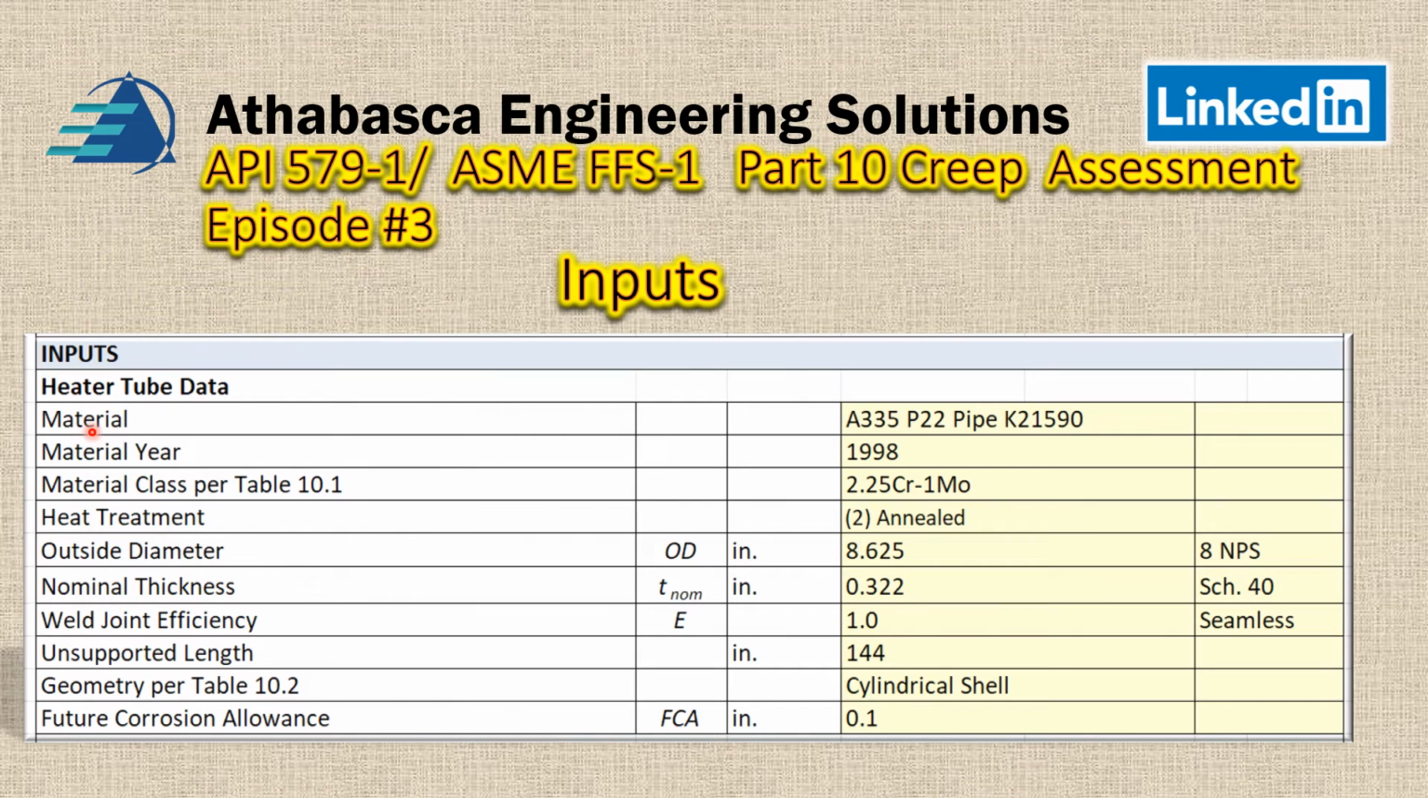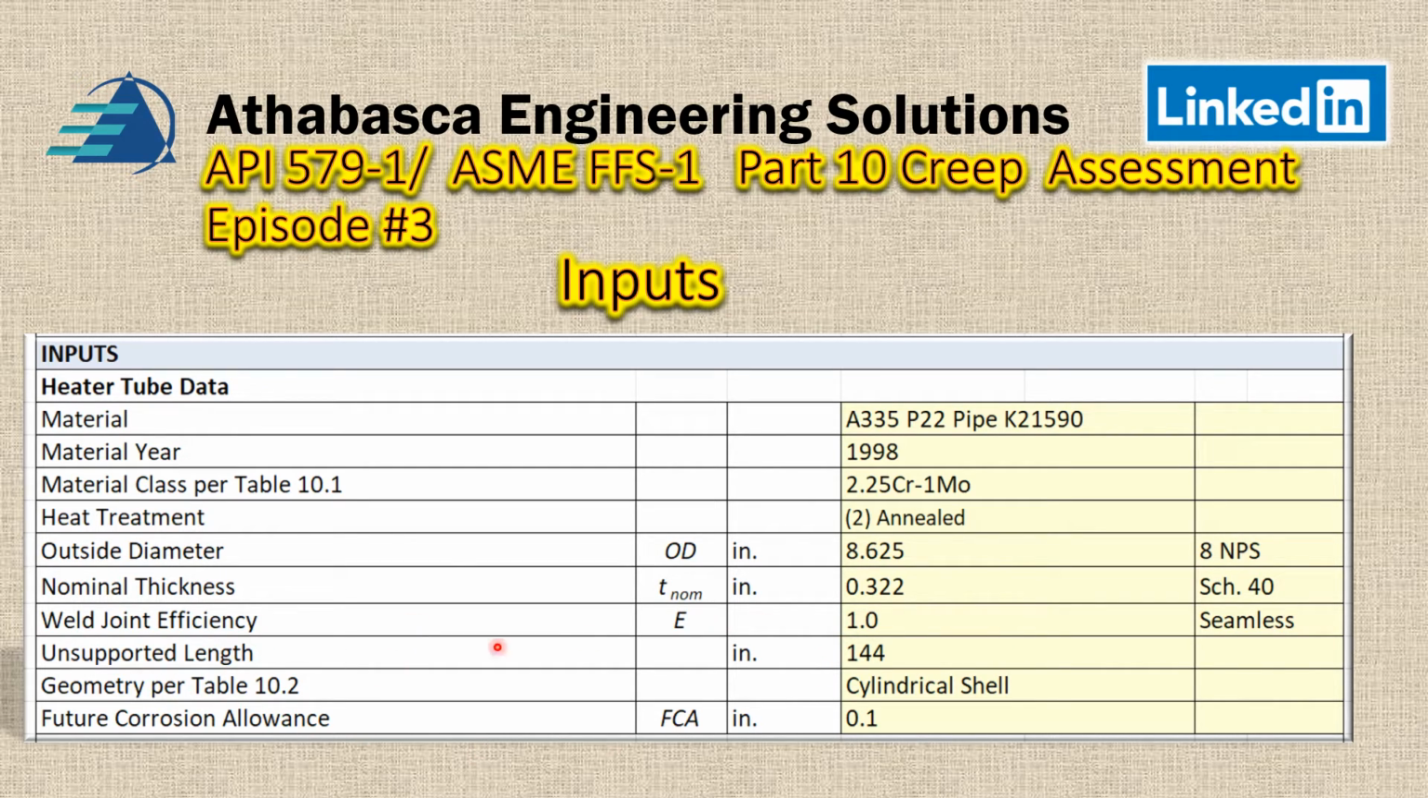Go through our material data. So we've got P22 material, which corresponds to, by definition, a 2.25 chrome 1 moly. We need these properties to continue our example later, because of course, when you add alloys to materials, the properties change. The material's annealed. It's an 8-inch pipe, so the diameter corresponds to 8.625. Schedule 40, there we go. And it's a seamless pipe, so our joint efficiency is 1.